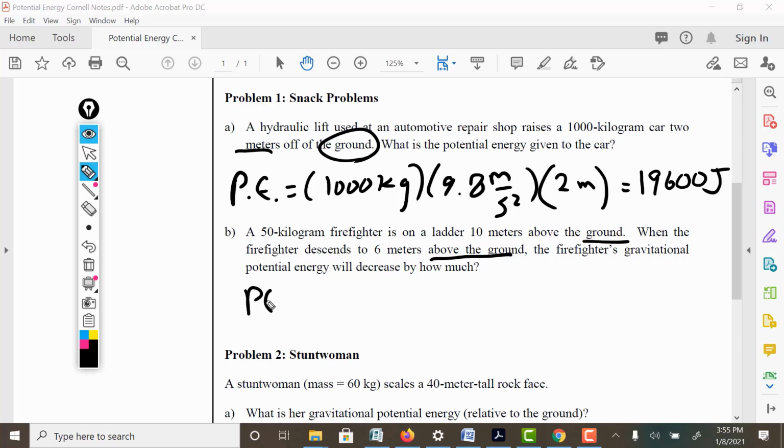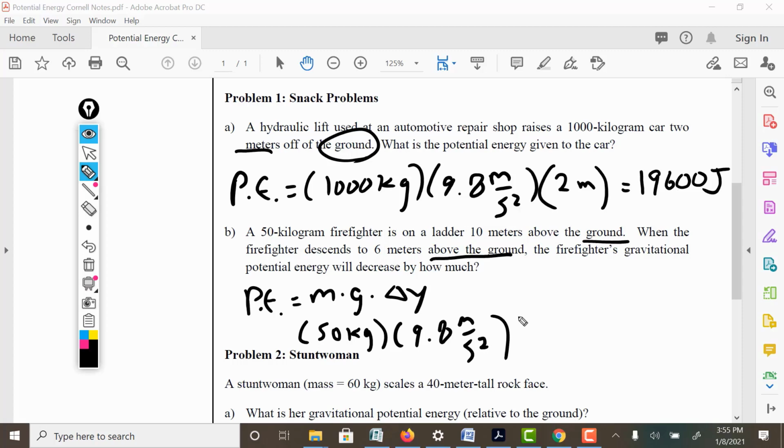So the potential energy, we're going to use m times g times delta y, because the delta y is changing. So we have the 50 kilogram firefighter, 9.8 meters per second squared for the gravity. And then we have the 10 meters minus the 6 meters, which ends up giving you 4 meters. Putting this onto the calculator, you get 1960 joules.